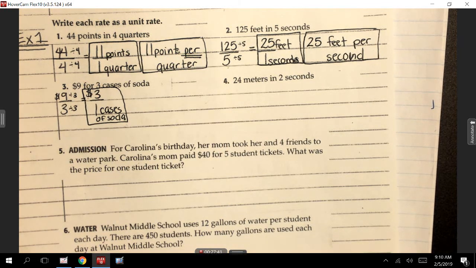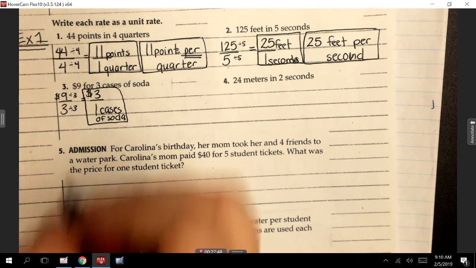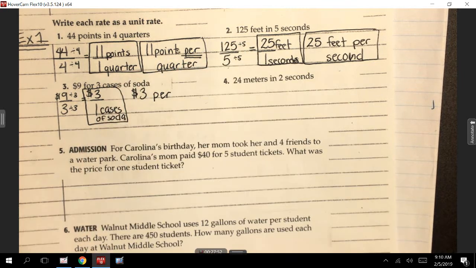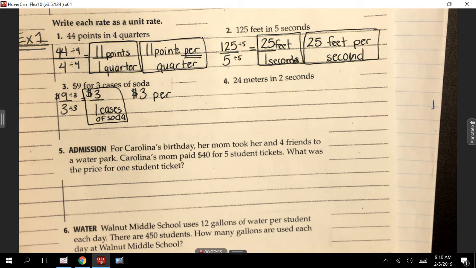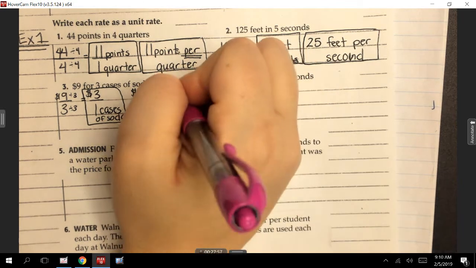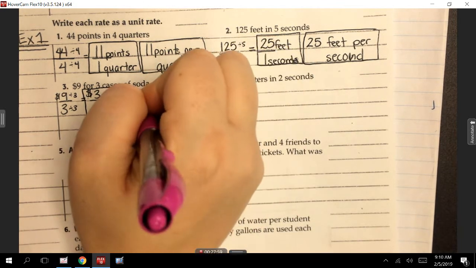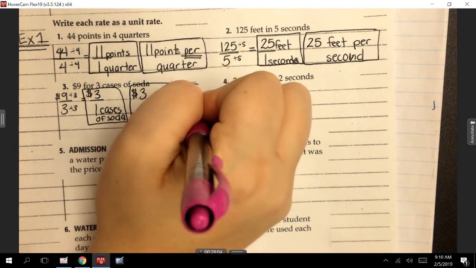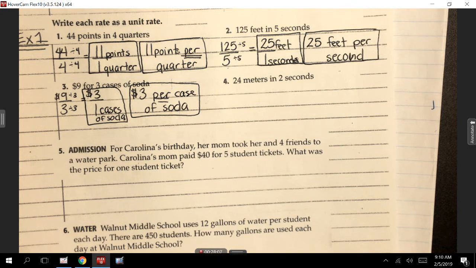All right, how am I going to word that explanation? Word that out for me. Willie, how am I going to write that? $3 per, and if it's saying per case of soda, is that the same as per 1 case of soda? Yeah, so we can just write per case of soda. All right, and again, you'll see I'm using that per every time because that's going to be that 1. All right, 24, set it up for me, Jenny.